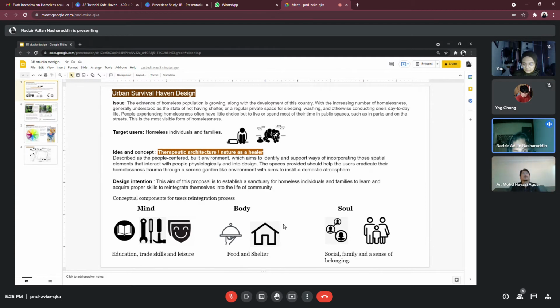What therapeutic architecture means is a people-centered built environment. It aims to support a person more towards their psychology. So the components that we can target are the mind, body, and soul. This will later on translate into the program, which I want to propose: education and trade skills, leisure, food and shelter, and social family and a sense of belonging. I think I missed one point here, which is opportunity, which is after they have been reintegrated into the community, they would want to have a stable job and so on.